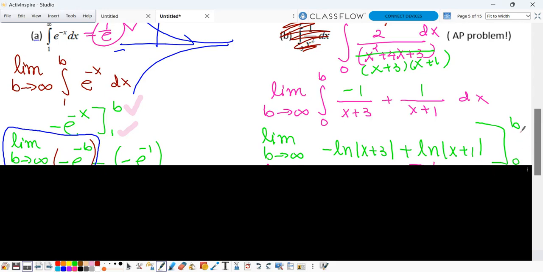My bounds are 0 and b. Remember, never write infinity here. You must use the limit statement because the fundamental theorem of calculus cannot be applied to something which does not exist. So, okay, we did this.